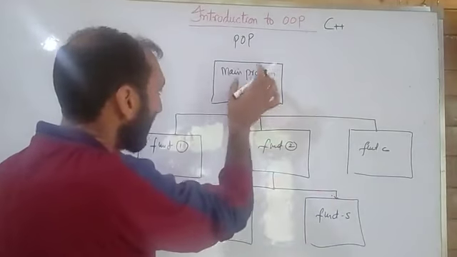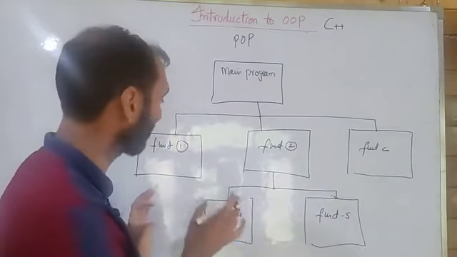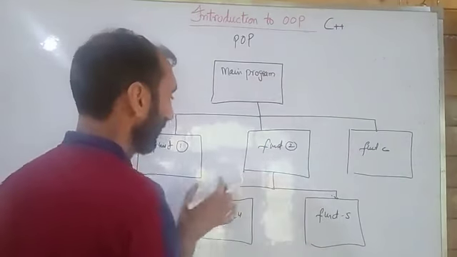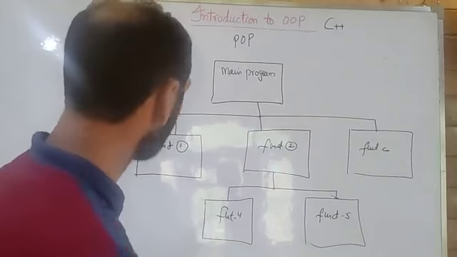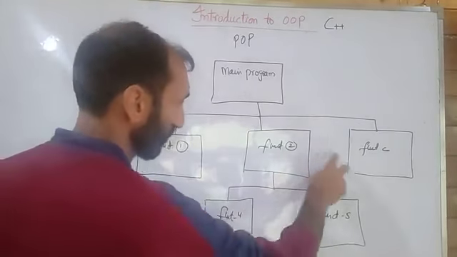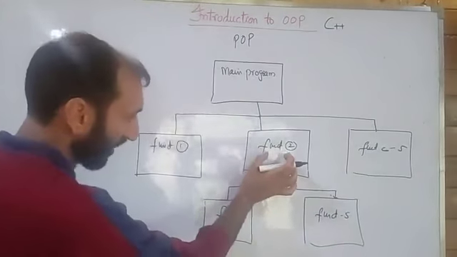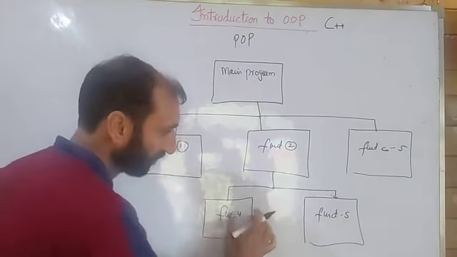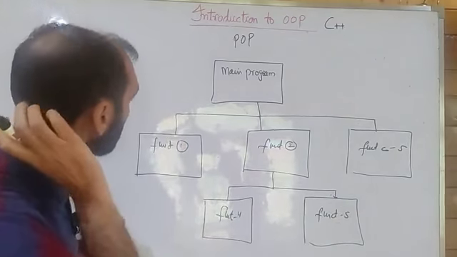So here, this is a main program, for example, divided into these following parts, fragments, and these smaller parts are called functions here. So this is function 1, function 2, function 3, function 4 and function 5. Here function 2 is further divided into 4 and 5 according to our need.